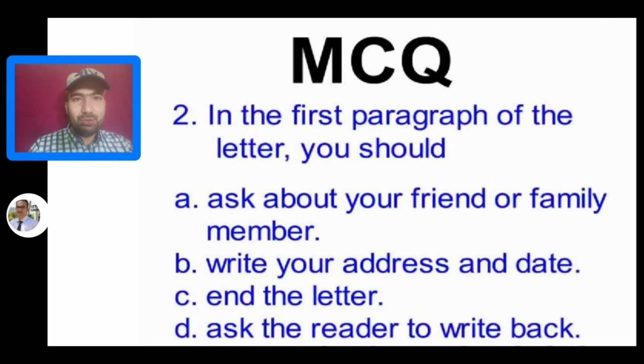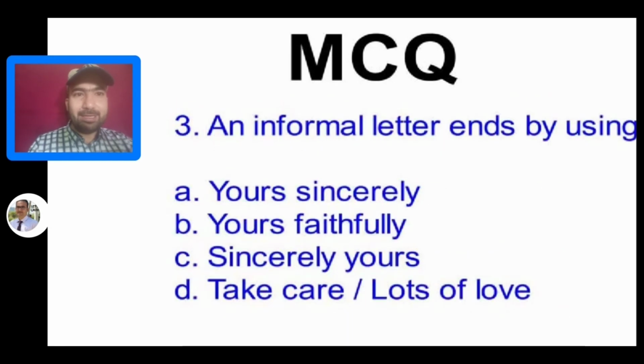Question 2. In the first paragraph of the letter, you should: A, ask about your friend or family member; B, write your address and date; C, end the letter; D, ask the reader to write back. What do you do in the first paragraph? What's your guess? What do you do usually, or what should be done? Of course, A, ask about your friend or family member. This is what you are going to do in your first paragraph.